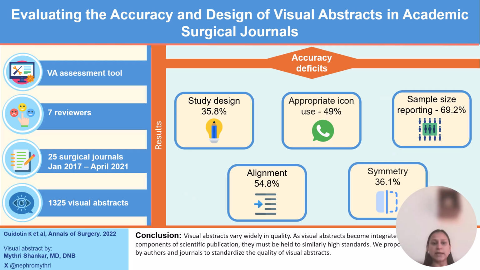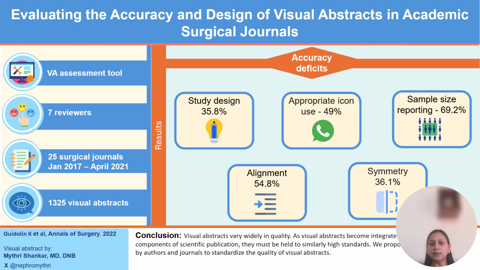This was another study looking at the accuracy and design of visual abstracts in the academic surgical journals. Here, they used a visual abstract assessment tool, and 7 reviewers were trained to use this tool. This study was conducted in 2022 by Godolin et al. These 7 reviewers looked at 25 surgical journals from 2017 to 2021. They looked at 1,325 visual abstracts, and their idea was to look at the deficits in accuracy.